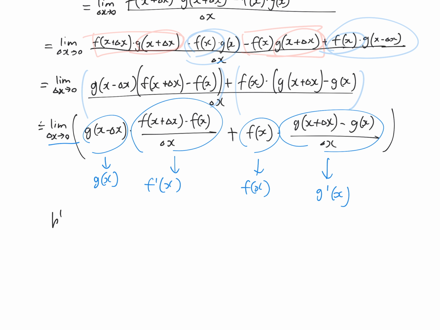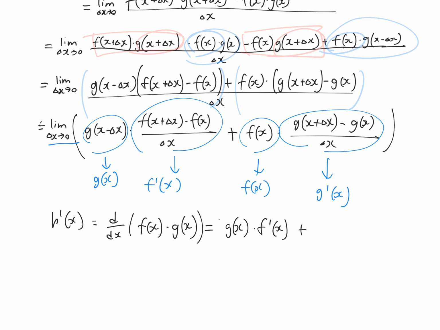So h dash of x, or d over dx of f of x times g of x, equals g of x times f dash of x plus f of x times g dash of x. QED. So satisfying.